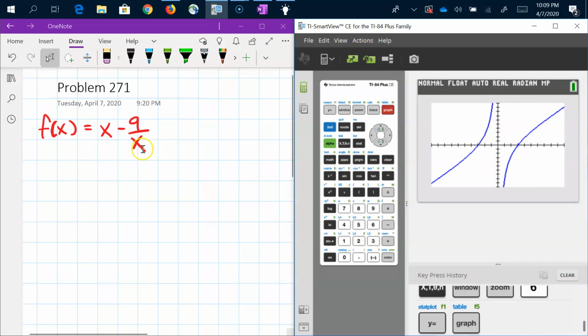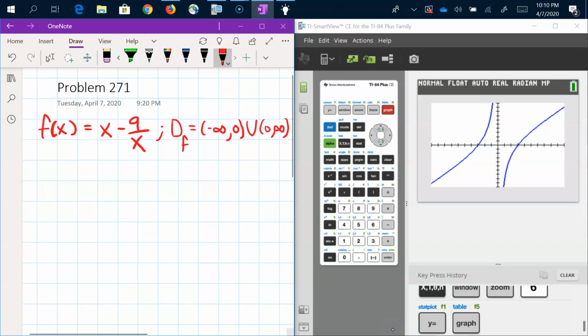Let's go ahead and look at the function itself. So we've got f of x equals x minus 9 over x, and if I look at the domain of this function, the domain of f is minus infinity to 0 union 0 to infinity. Notice I can't divide by 0, and the 9 over x is undefined at x equals 0. So we will have a vertical asymptote.